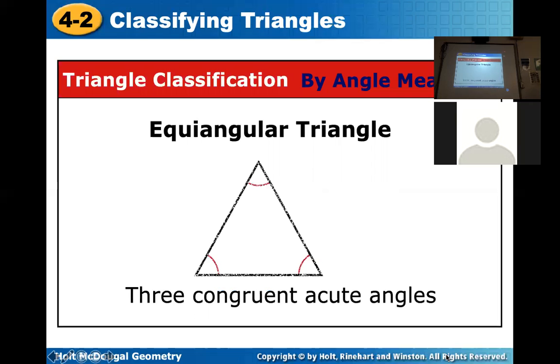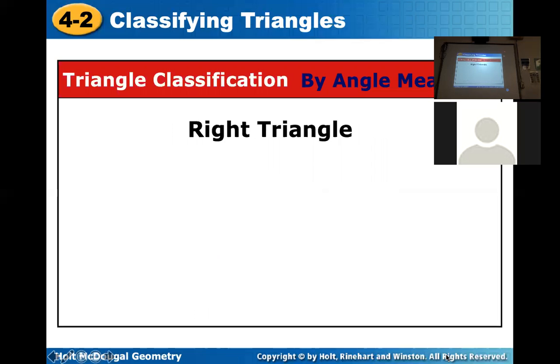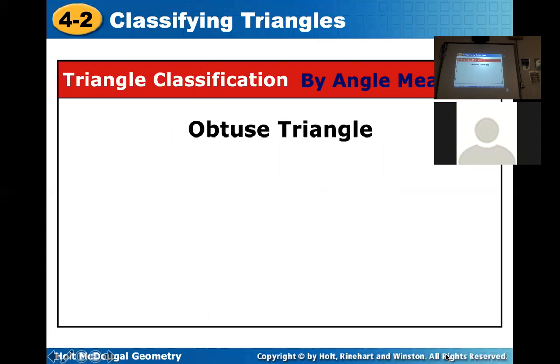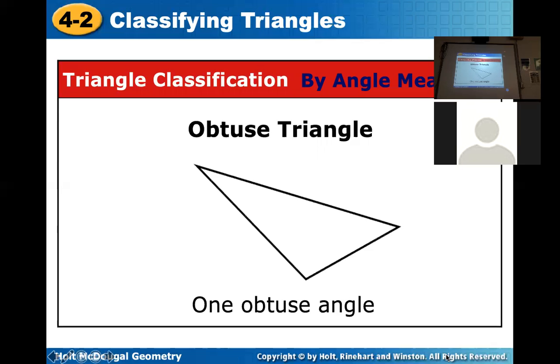Equiangular triangles have three congruent angles, congruent acute angles. So again, angle measures here. These little arcs mean that all three of those angles are congruent. That means it's equiangular. A right triangle has one right angle, and then the other two angles are acute. And an obtuse triangle has one obtuse angle, and then the other two are acute. That's an obtuse triangle. Any questions on those? We've dealt with those for a long time, right?